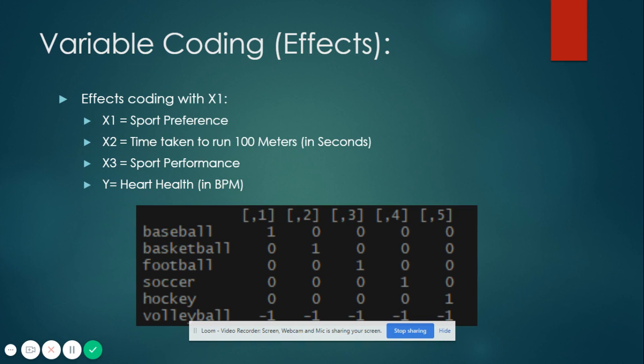And in this case, I used a variable with 6 categories: baseball, basketball, football, soccer, hockey, and volleyball. And as we can see, the base comparison group is volleyball, as it's delineated with a -1. And as you can see, compared to dummy coding, the zeros here are implicit.